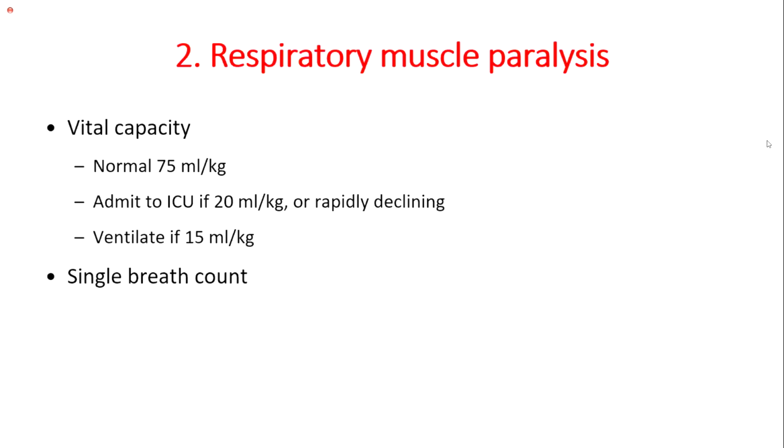Right. So usually single breath count is over 25. A normal person should be able to count more than 25 in a single breath. If the count is rapidly declining, then you need to admit the patient to the ICU, right?